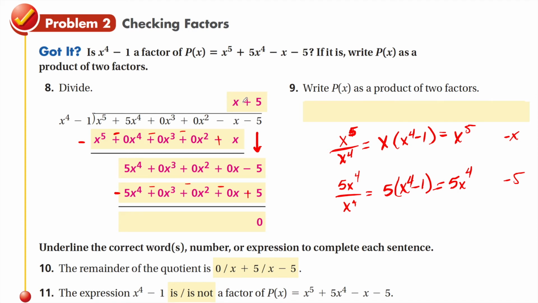So how would we go about writing those as two factors of the original polynomial equation? We are simply going to write x plus 5 times the x to the fourth minus 1, which they have right here, but they also say equal to the x to the fifth power plus 5x to the fourth minus x minus 5. Underline the correct word or words, number, or expression to complete each sentence. The remainder of the quotient, in this case, is going to be 0. And therefore, the expression x to the fourth minus 1 is, in fact, a factor of p of x equals x to the fifth plus 5x to the fourth minus x minus 5.